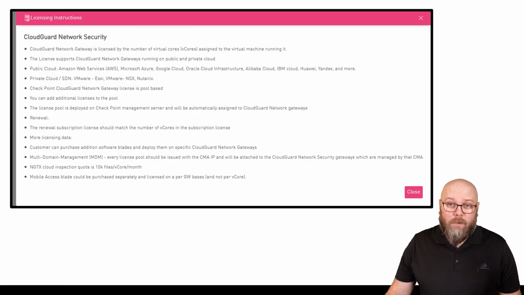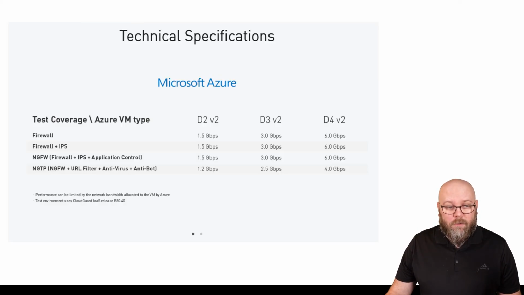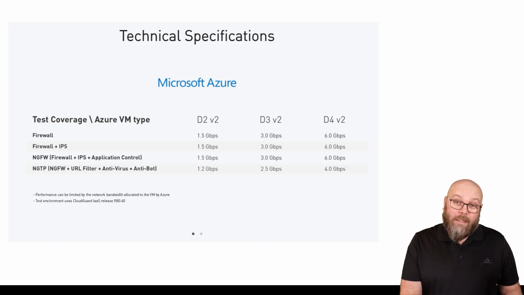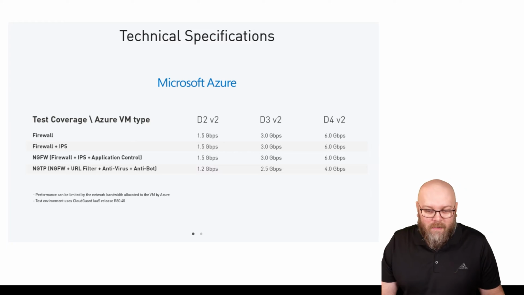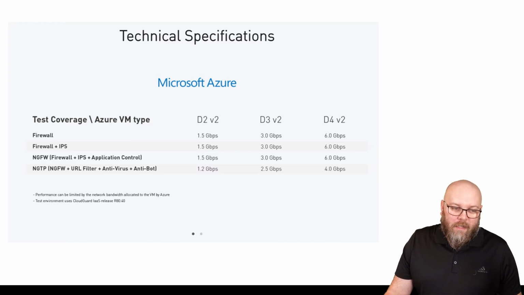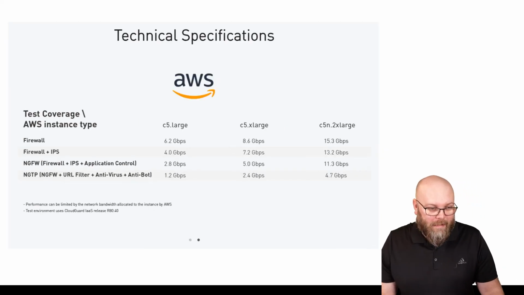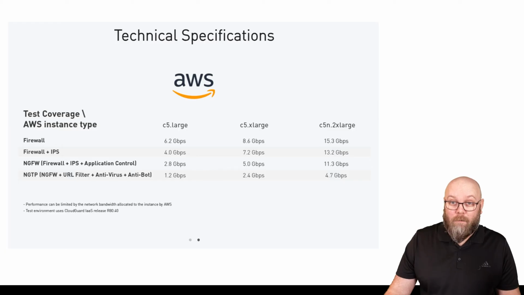And to know how many cores you need, you of course need to check the technical specification. So if you want to be able to run 1.5 gigs within Azure, you need a D2. And this is for a single gateway. If you want to have redundancy, you need to have two of these machines and then put them in HA. So this is something that you need to check, and then you need to check, okay, the D2 version 2, how many CPU cores does that actually use? And it's the same for AWS or all the other different public clouds.